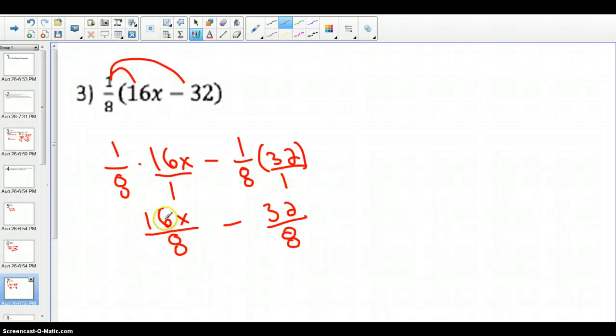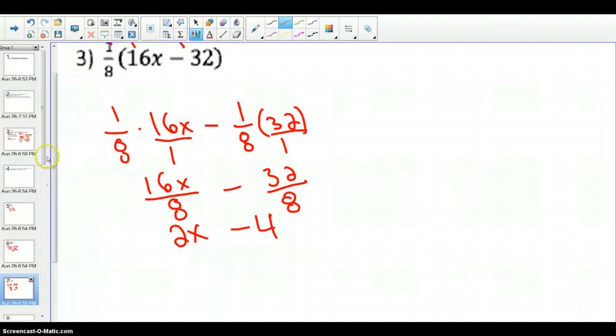So I have two numbers here, 16 and 8. How many times does 8 go into 16? It goes into it twice, so I have 2x. And then I look at 32 and 8. How many times does 8 go into 32? 4 times. So I get 2x minus 4.